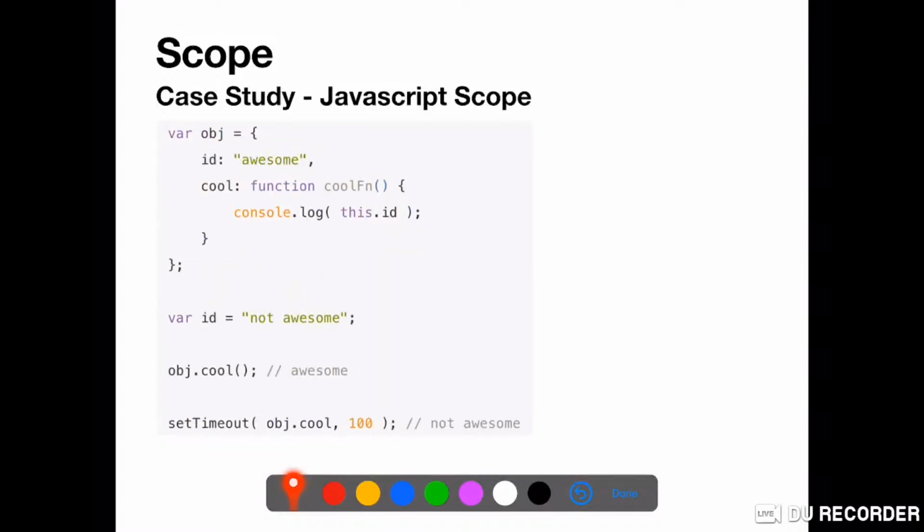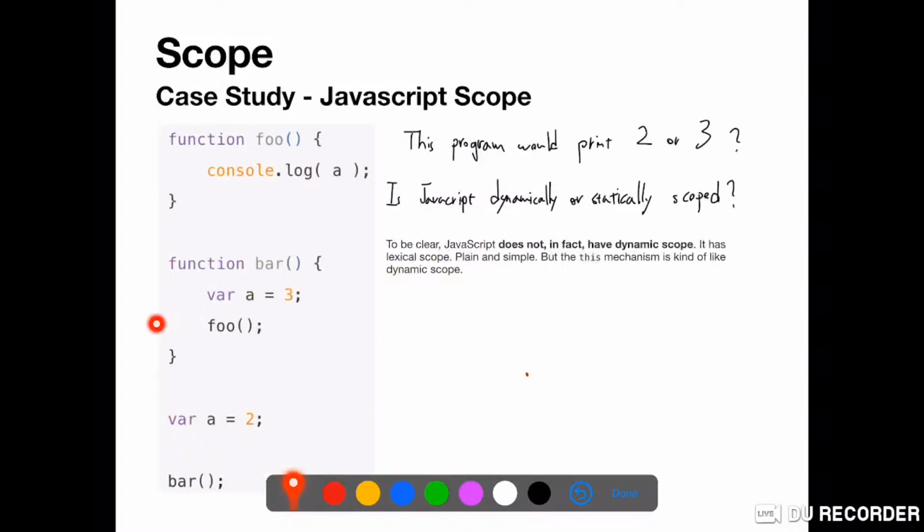Okay. So if you want to learn whether a language is dynamic scoping or static scoping, just write something like this. If it prints 2, it's static scoping. If it prints 3, it's dynamic scoping. It's a pretty easy test.